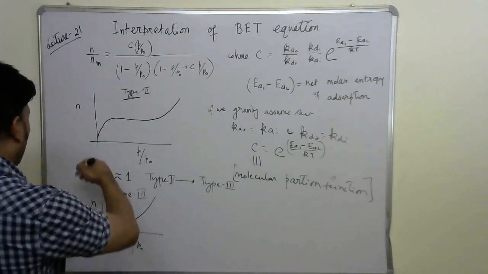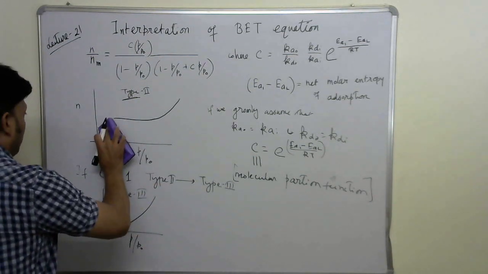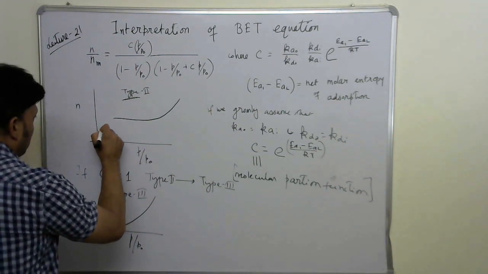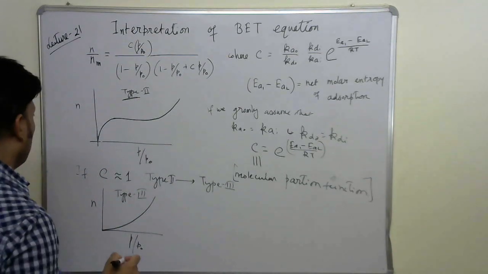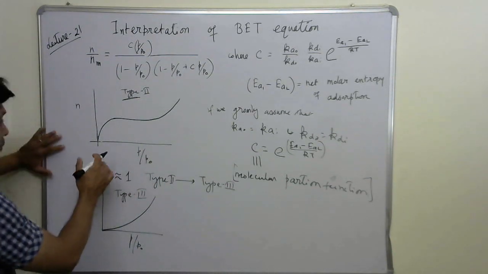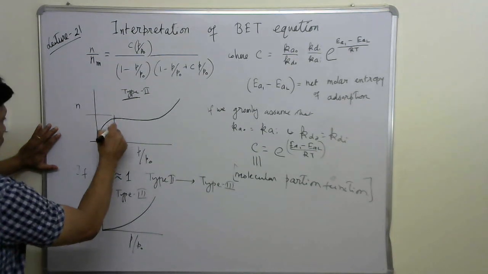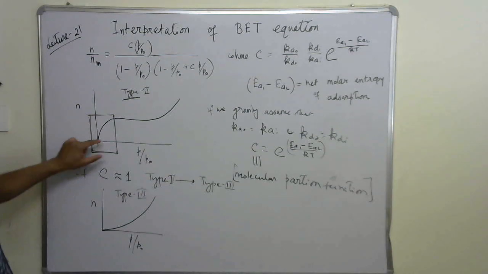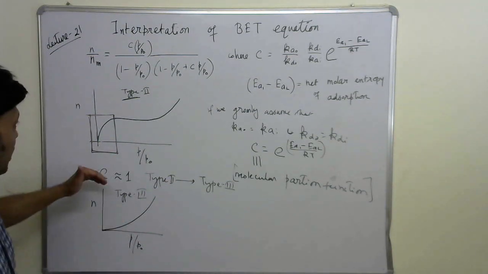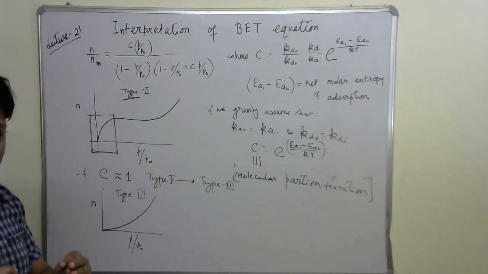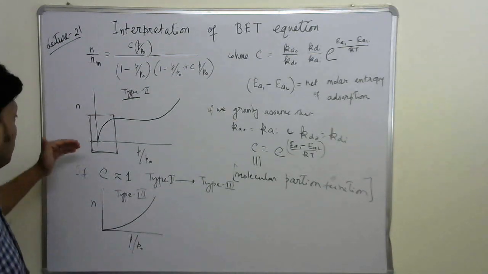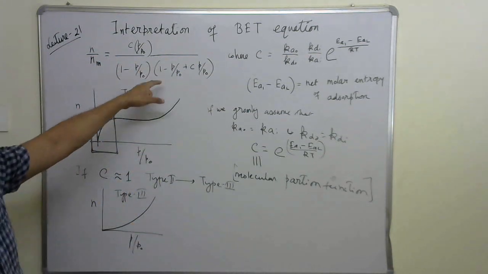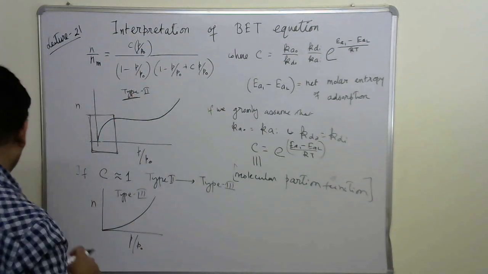Okay, so if you look at this curve, I should draw it a little bit more carefully so that it looks better. Okay, yeah, good. So if you look at this type 2 curve, at a low value of p by p0, just concentrate on this here. This almost resembles type 1, isn't it? So therefore any type 2 isotherm at a very low value of p by p0 looks like a type 1 isotherm, and mathematically we can prove this from this BET equation. Okay, so let me show you.